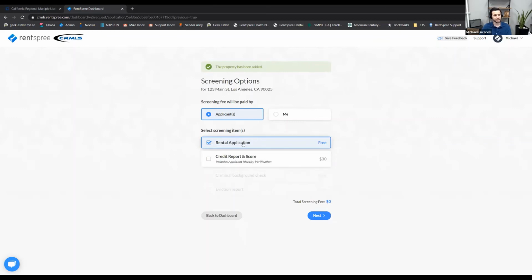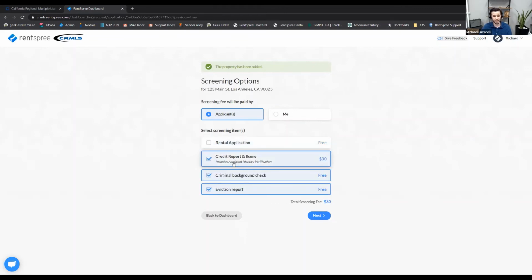So you can have the applicant just fill out the rental application, which won't incur any cost for you or the applicant. And the applicant can fill that out. And then if they look good, you can then take an additional step to then request the screening reports after the fact. So there's lots of things that can be done here to, again, provide flexibility for you depending on what you'd like to do. But most people, they'll get everything at once for efficiency's sake. So that's what we'll do. We'll select all four and we'll hit next.